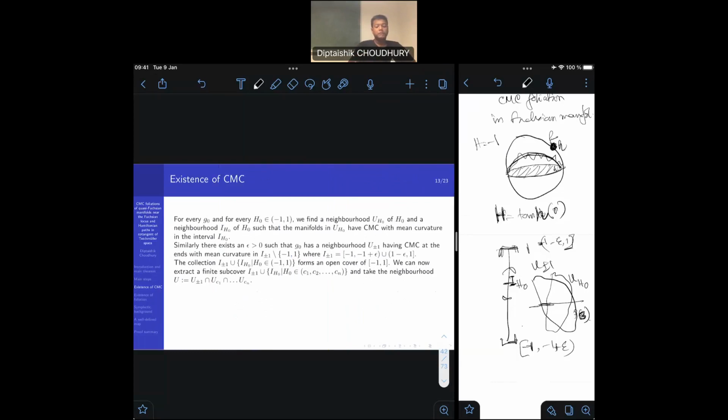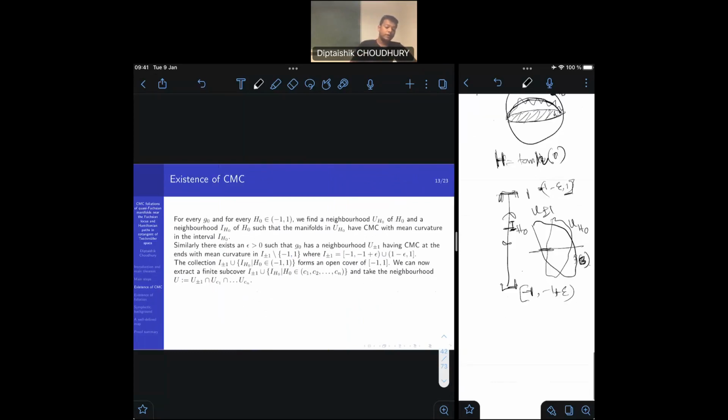since your interval -1 to 1 is a compact interval, you check first that all these collections form an open covering of -1 to 1, and thus there exists a finite subcover which is I plus-minus 1 union I_H0, with this h0 being c1, c2 up to cn. And what you get out of this now is that the corresponding intersections of these open sets is well defined, and this intersection is where we have a CMC surface with all values of H ranging in -1 and 1.